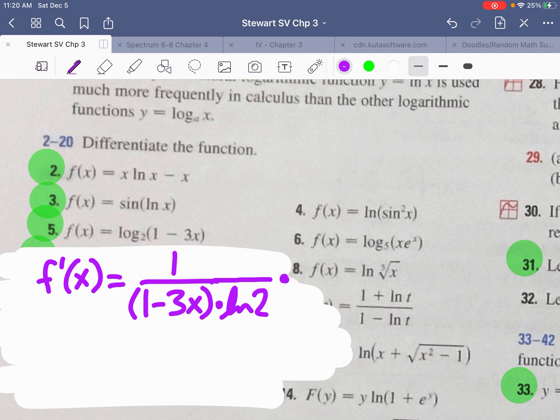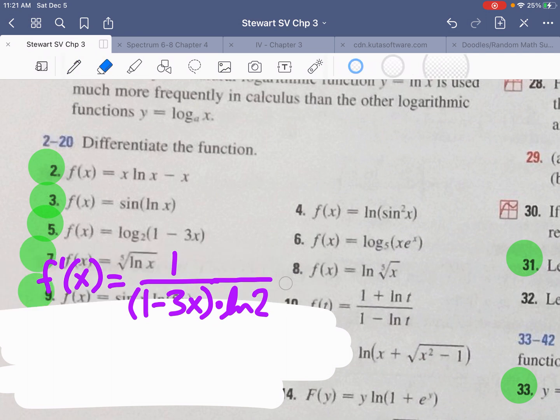Now since this right here is actually a chain rule as well, I need to multiply then by the derivative of what's inside of my logarithm to begin with. So the derivative of 1 minus 3x, well, the derivative of 1 is 0. The derivative of negative 3x would just be a negative 3. So instead of writing the negative 3 there, what I could do is bring it over on top here. And that would be the derivative for number 5.